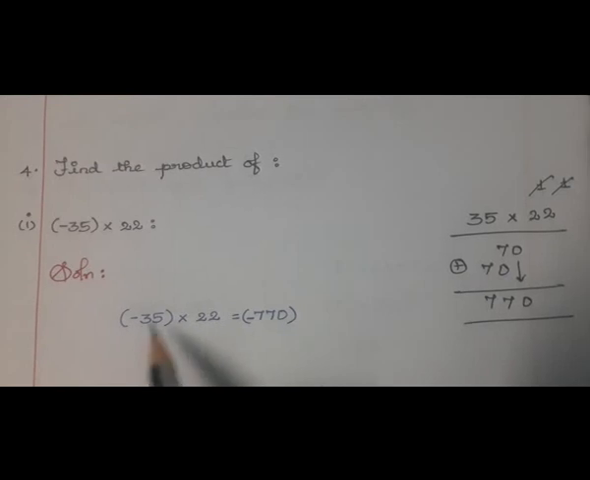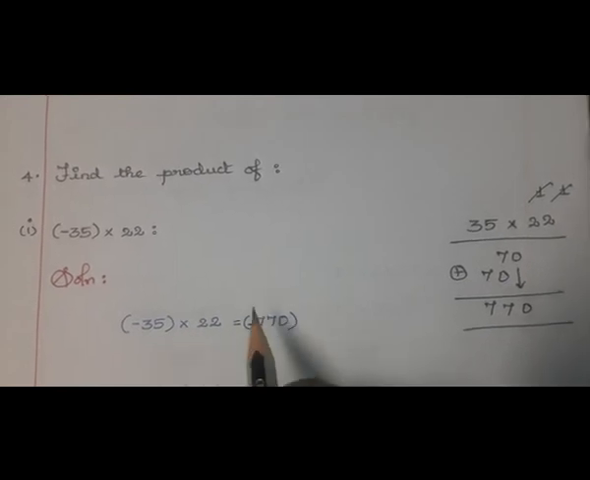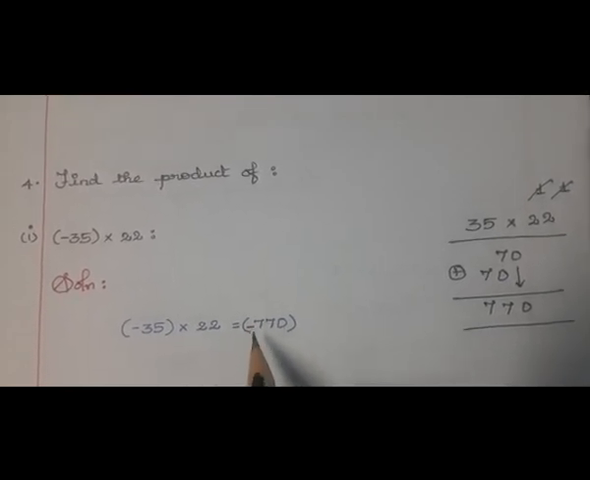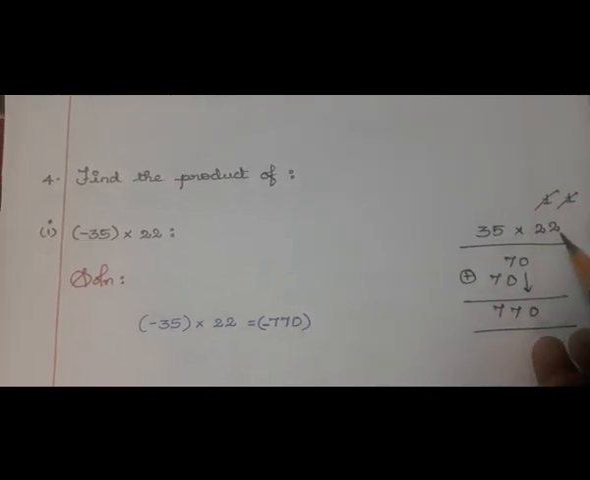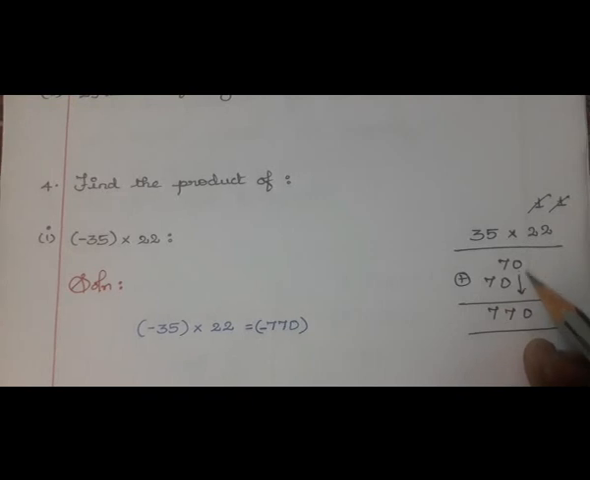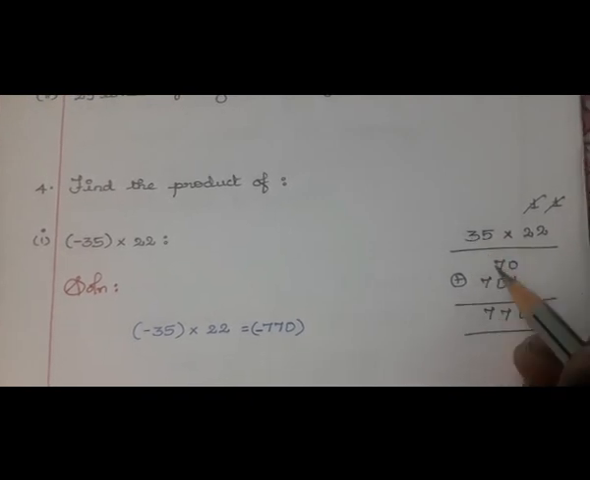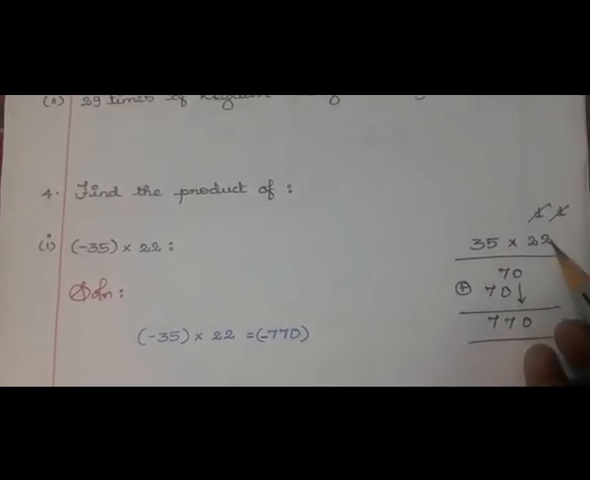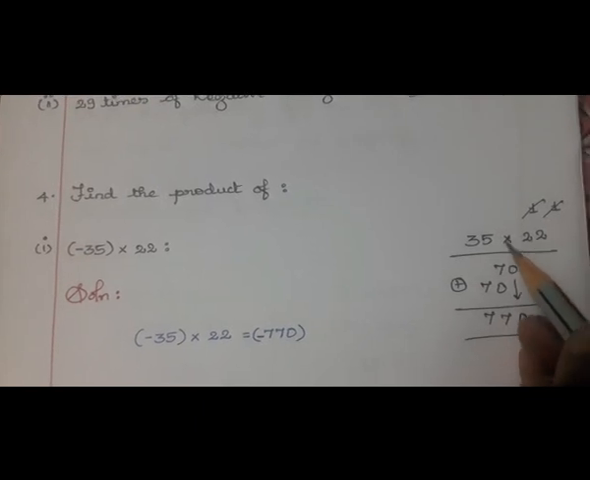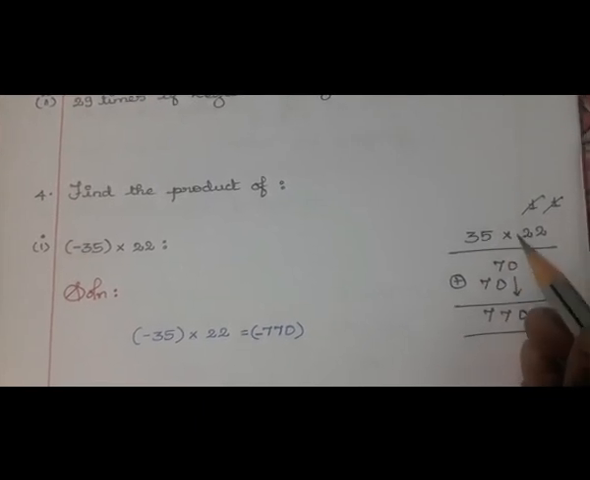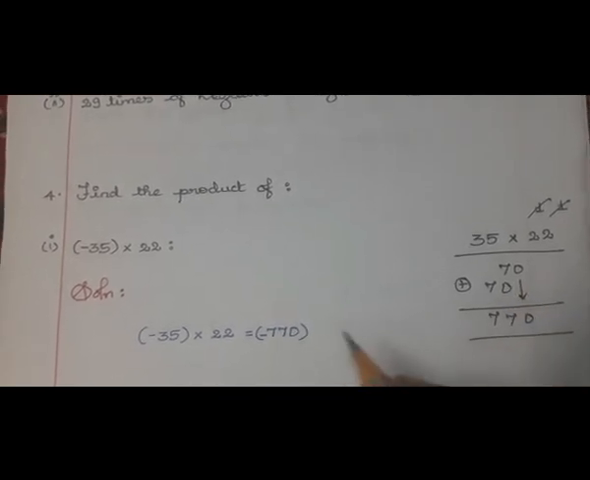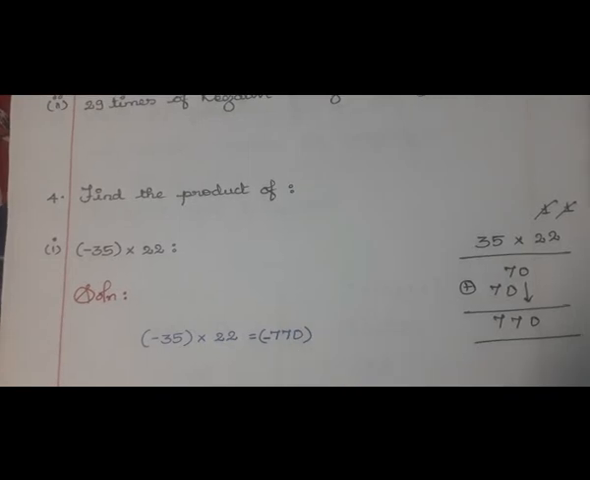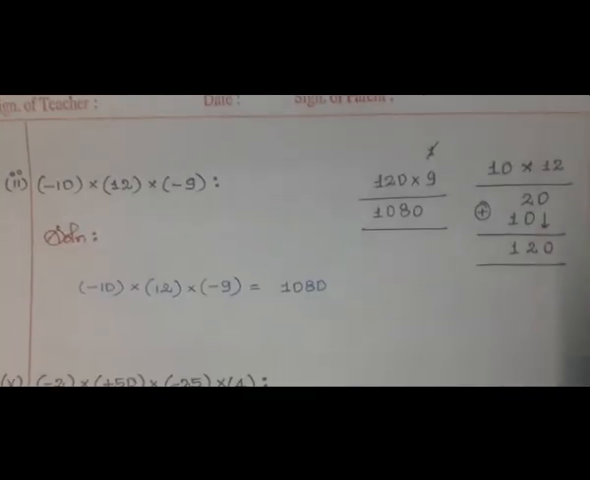If both integers have different signs, in the answer you straight away put a negative sign. And now we are going to multiply 35 into 22. So 5 into 2 is 10, remainder 1. 2 into 3 is 6, 6 plus 1 is 7. Again 2 into 5 is 10, 0, remainder 1. 2 into 3 is 6, 6 plus 1 is 7. So 0 as it is, 7, 7. Therefore the answer is minus 770.